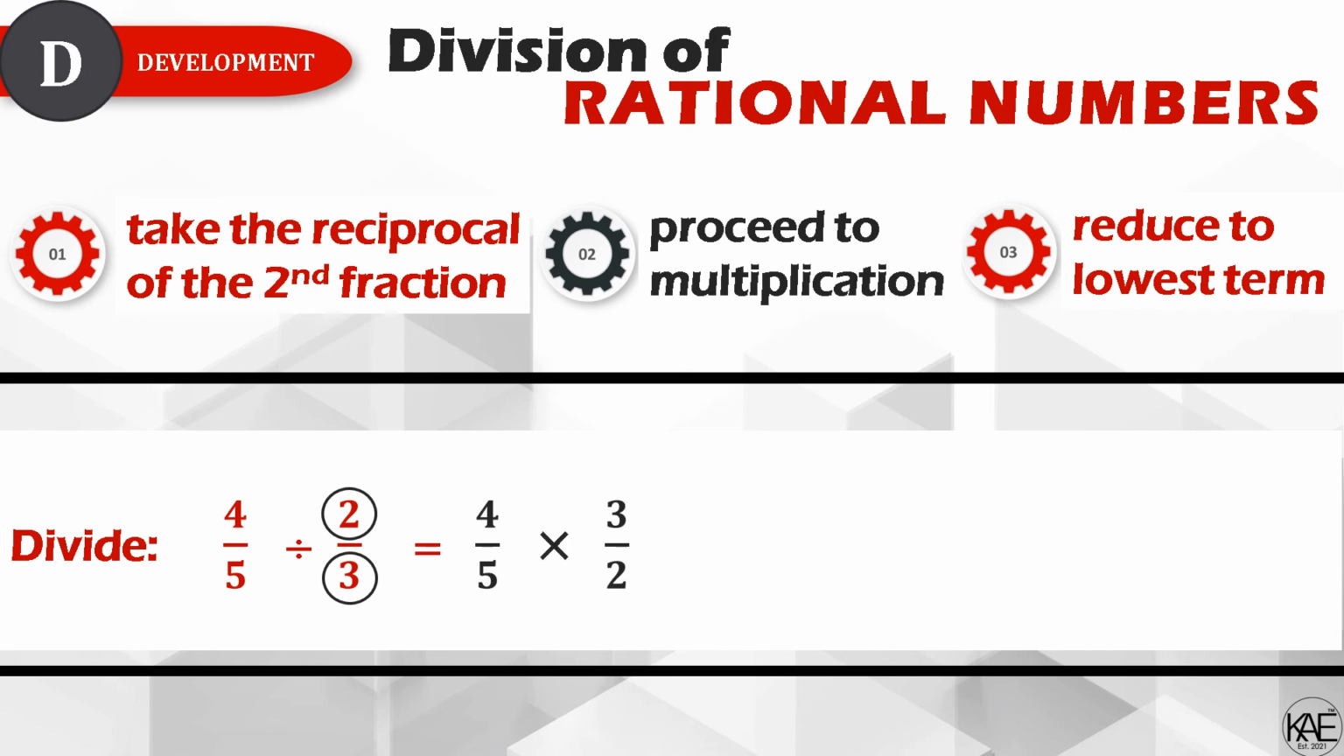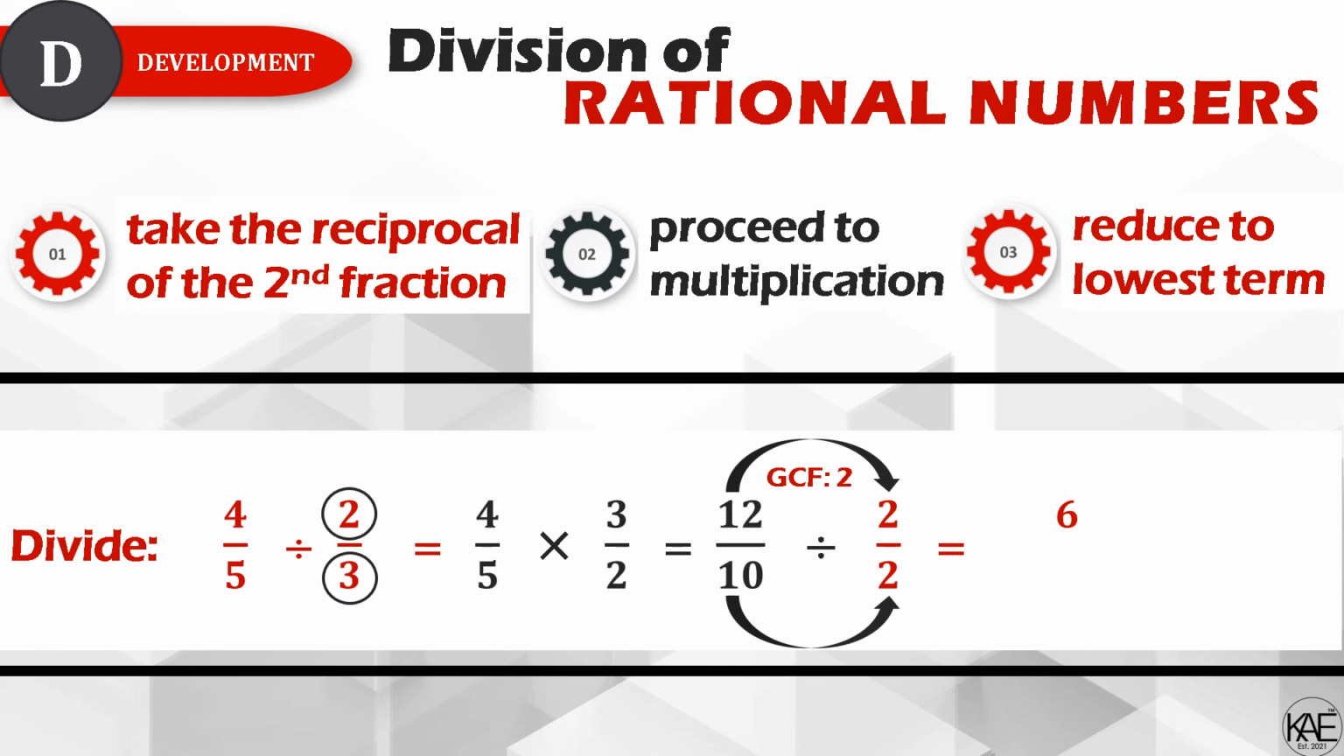Then we proceed to multiplication. We simply multiply the numerators. 4 times 3 is 12. Then multiply the denominators. 5 times 2 is 10. We simplify this by using the greatest common factor, which is 2. We divide them both by 2. That would give us 12 divided by 2 is equal to 6, and 10 divided by 2 is equal to 5.